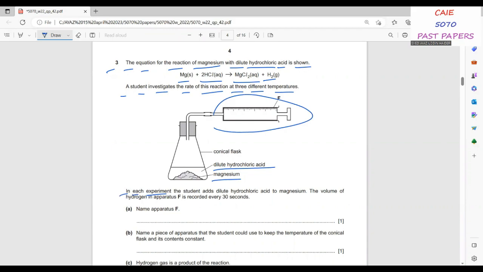In each experiment, the student adds dilute hydrochloric acid to magnesium. The volume of hydrogen in apparatus F is recorded every 30 seconds. A, name apparatus F. Now you have to write the name for apparatus F. It's used to collect gas, so it's gas syringe.